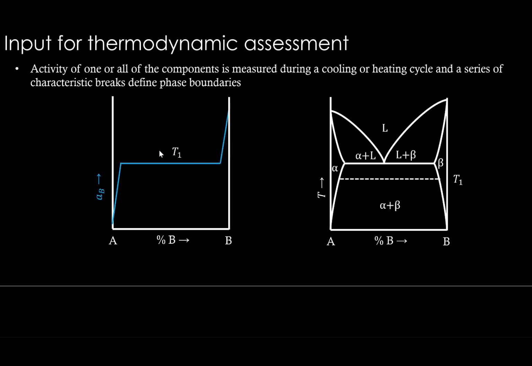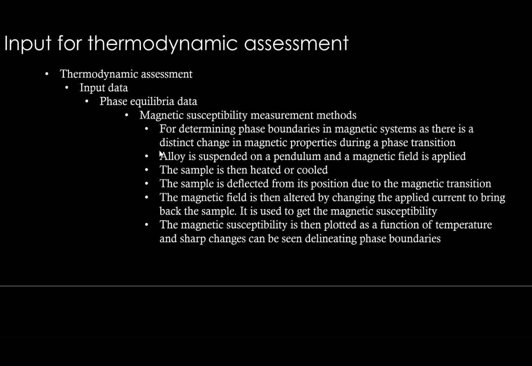This is how the technique works. And then we have different properties measurement methods. The first one is magnetic susceptibility measurement methods. For determining phase boundaries in magnetic systems, as there is a distinct change in magnetic properties during a phase transition, this method can be used.